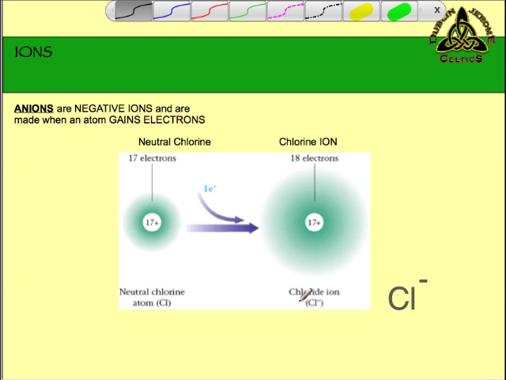We write that with the symbol with a negative charge in the upper right-hand corner of the symbol. Chlorine minus 1. You don't have to write the 1. It's like math. 1x, x, same thing. Chlorine negative 1 or negative, same thing. So that's an anion.